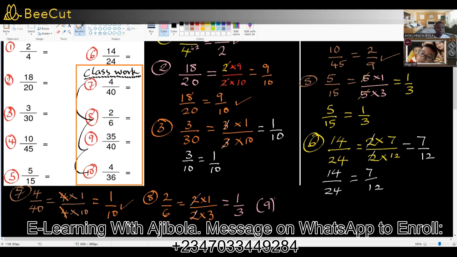Then let's look at number 9. For number 9, I have 35 over 40. What number can divide 35 and can divide 40? That number is 5. 5 times 7 is 35, and 5 times 8 is 40. So if you cancel the 5, you have your final answer to be what?